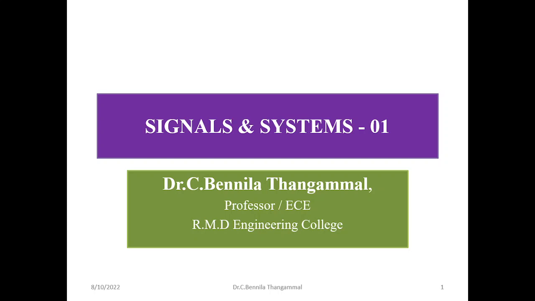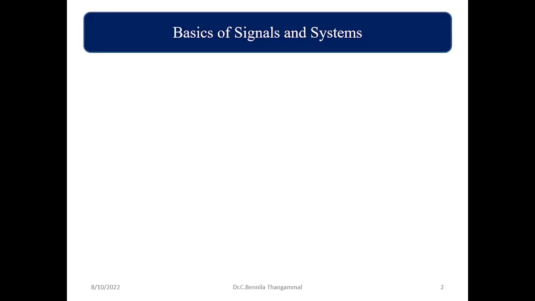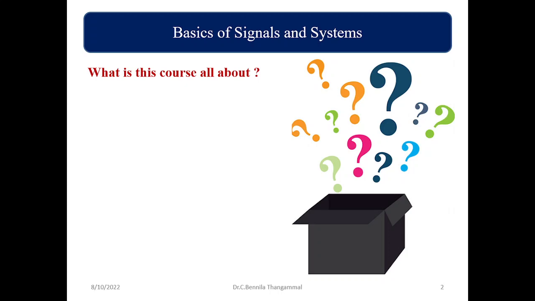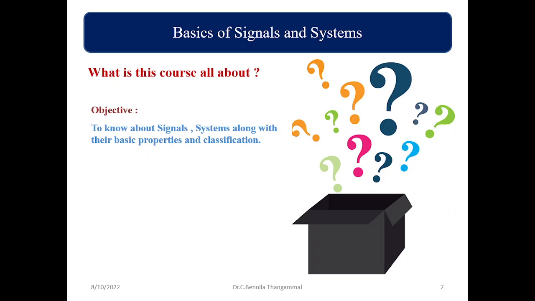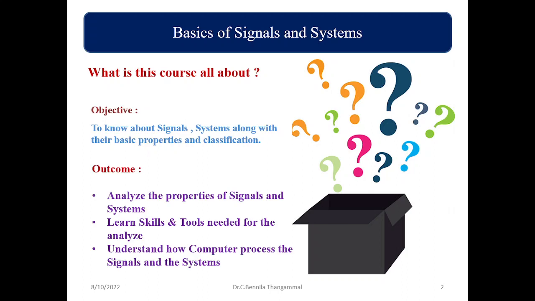So this is the first lecture in the series Signals and Systems: Basics of Signals and Systems. What is this course all about? What am I going to learn in this particular subject? The objective is to know about signals and systems along with their basic properties and classifications. I'll be able to analyze the properties of signals and systems at the end, and learn the skills and tools needed for the analysis, and understand how computers process the signals and systems.